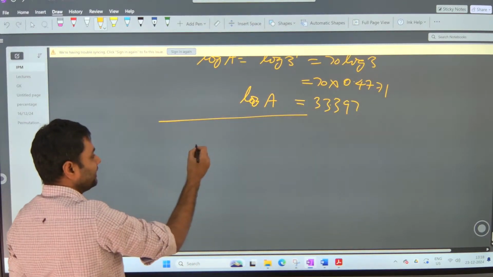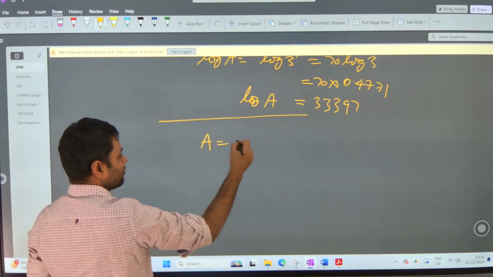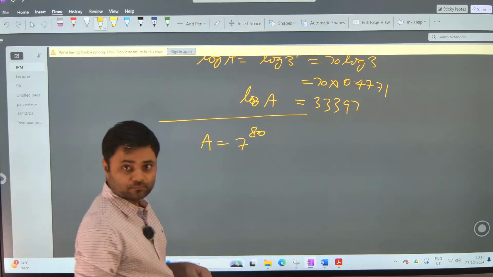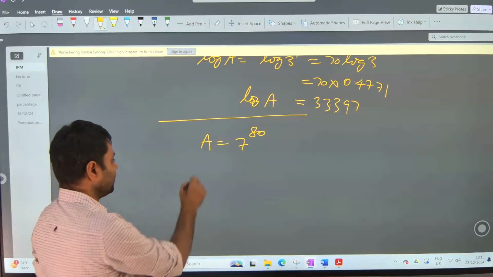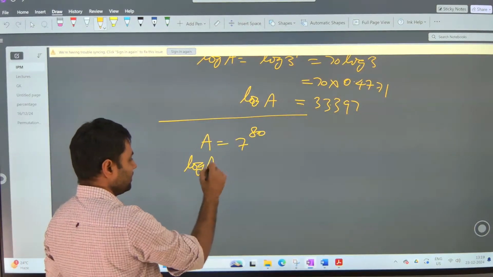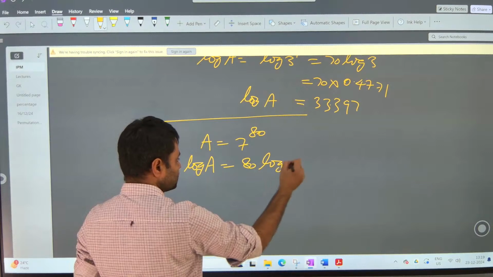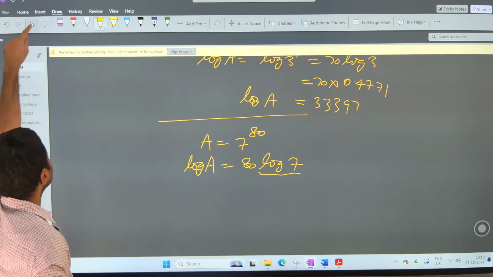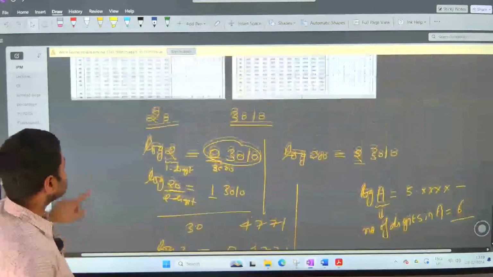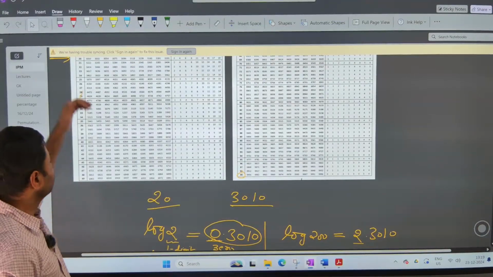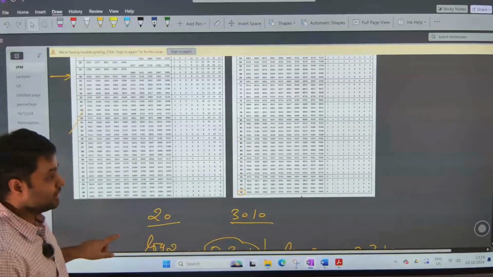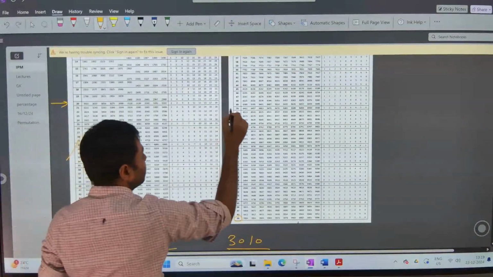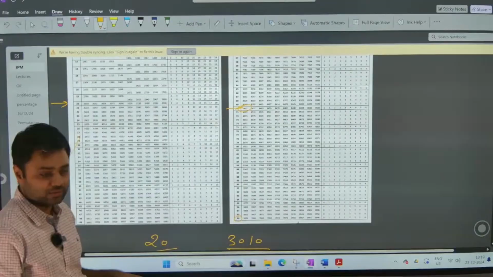If you need to find the number of digits in A equal to 7 raised to 80. So now we will have to find the value of log 7. So log A is 80 log 7. Now we need to find the value of log 7. For that we will go back to our log tables. Because we will not have a 7 here, we will have to look for 70. So 70 is on this page. So 70 is here and its value is 8451.